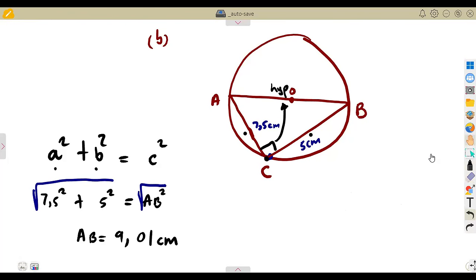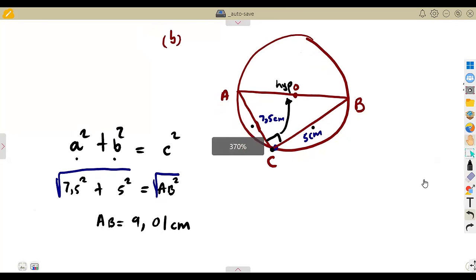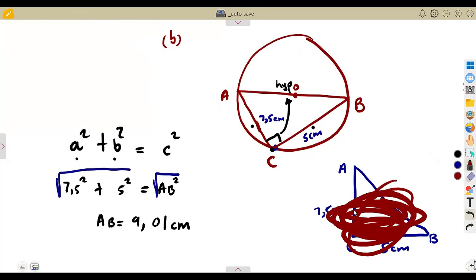When we talk about Pythagoras theorem, you expect a question where they draw a nice triangle for you. They indicate this is A, this is B, this is C. They indicate a 90 degrees for you. This is 5 centimeters. This is 7,5 centimeters. Calculate AB. These are questions from your textbook. That is your textbook.